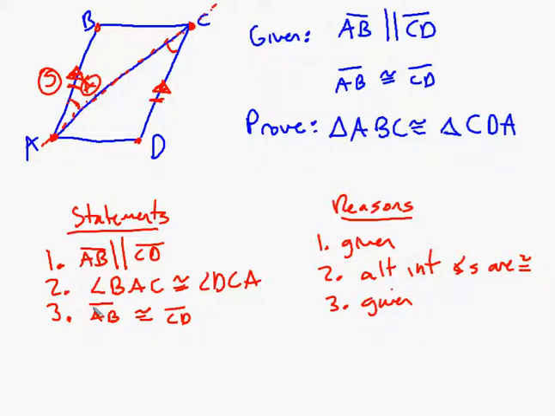Where is my next thing? I need another side. What's the other side? BC. How would I get BC? I don't know that BC and AD are congruent. And even if it did, it wouldn't help me. That would give me side, side, angle. So we need something on the other side. CD is congruent to AB.